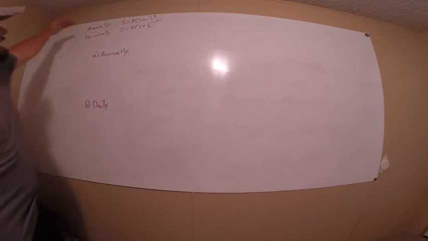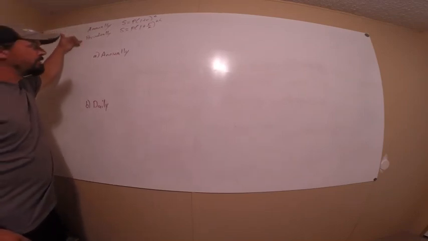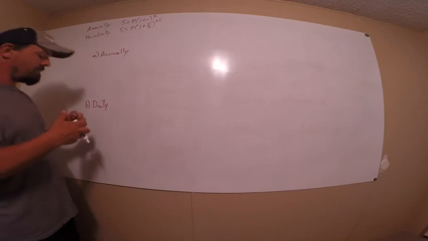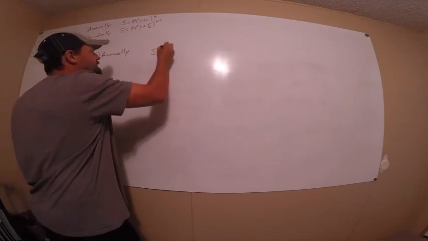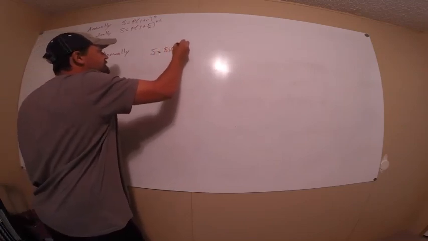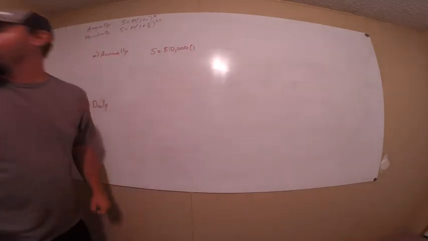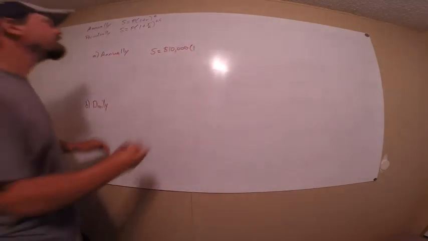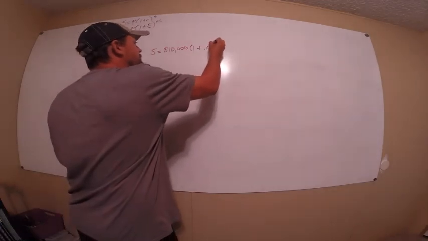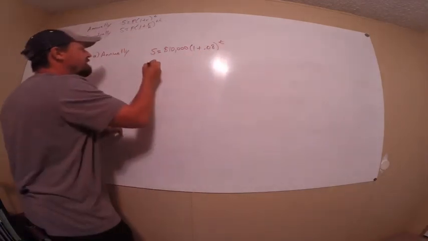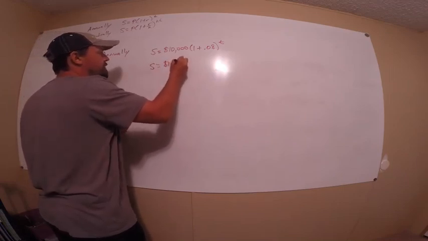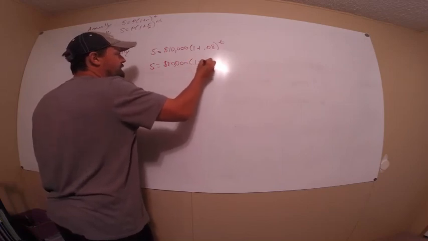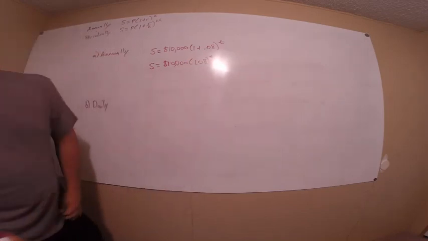So we have our annually formula, we have our periodically formula. A says find it annually. So in our problem, P here is $10,000. So S equals $10,000 times 1 plus our rate here, which was 8%, so plus 0.08, raised to the T. If I simplify that, then S equals $10,000 times 1.08 raised to the T.